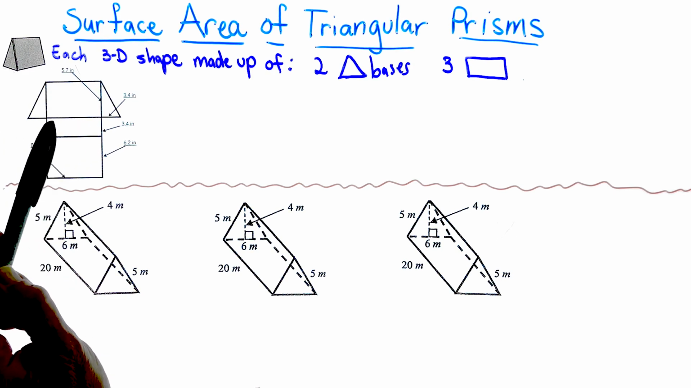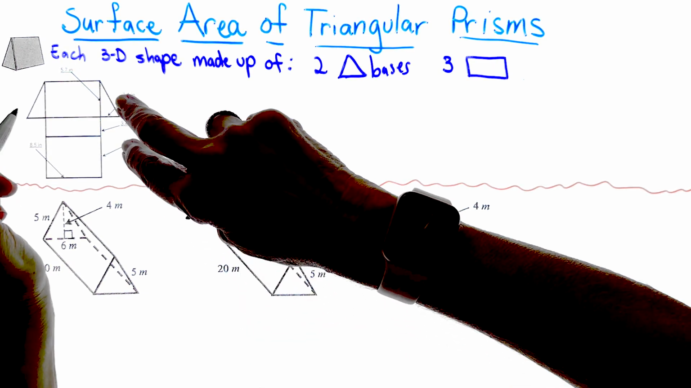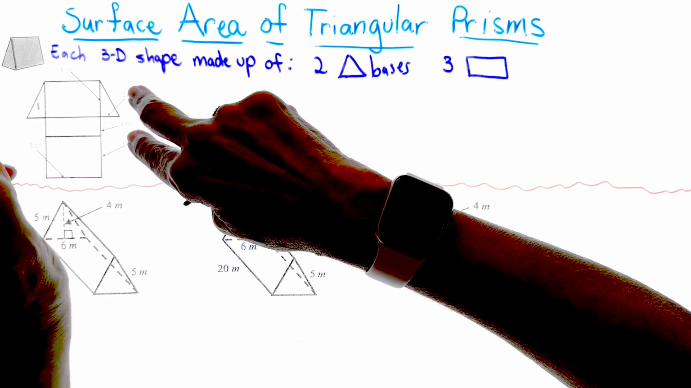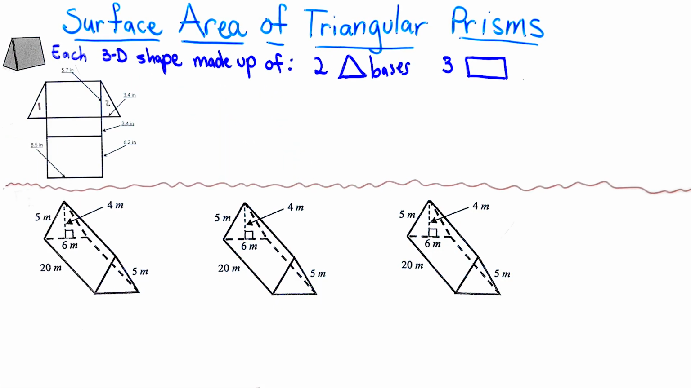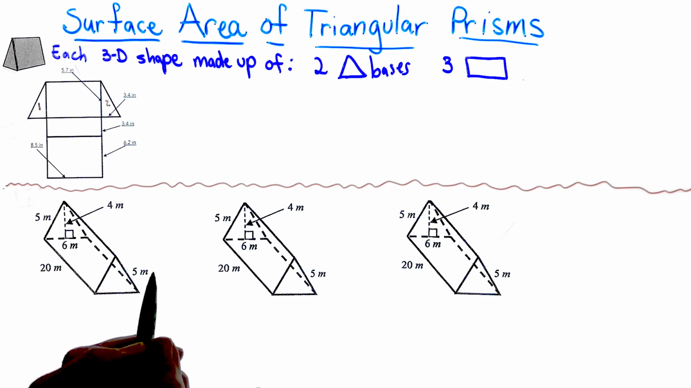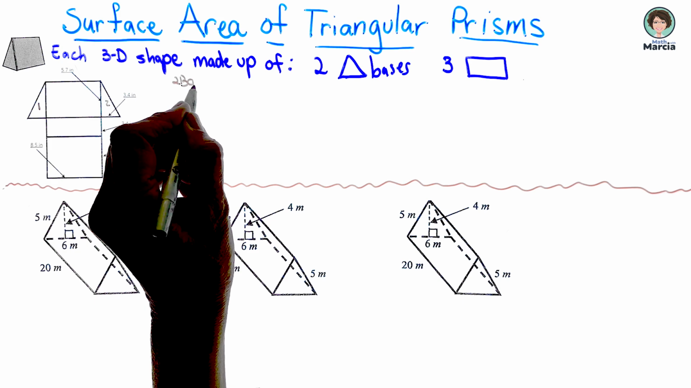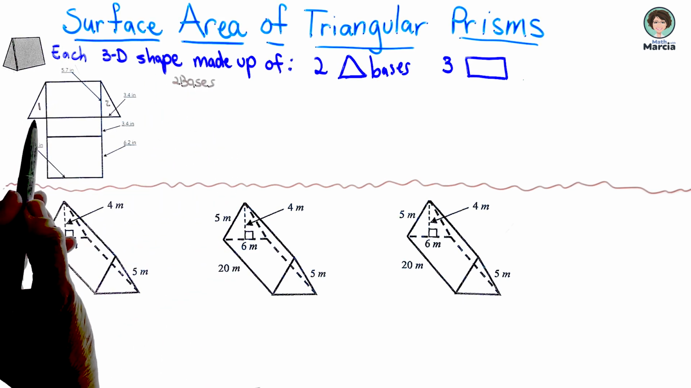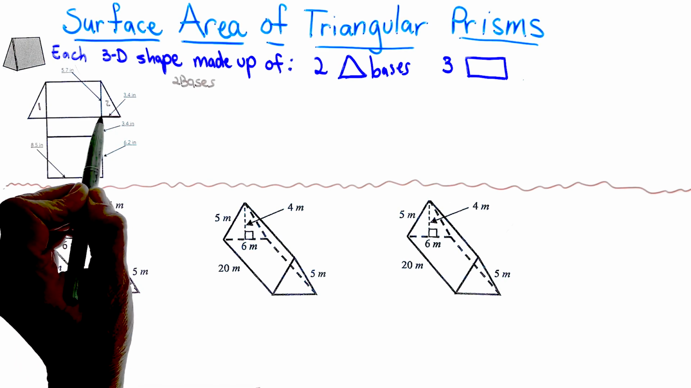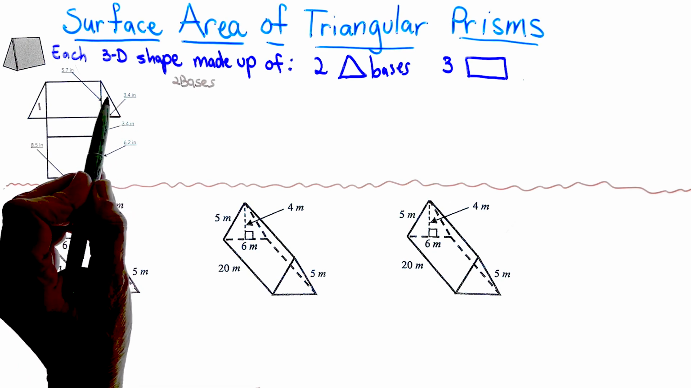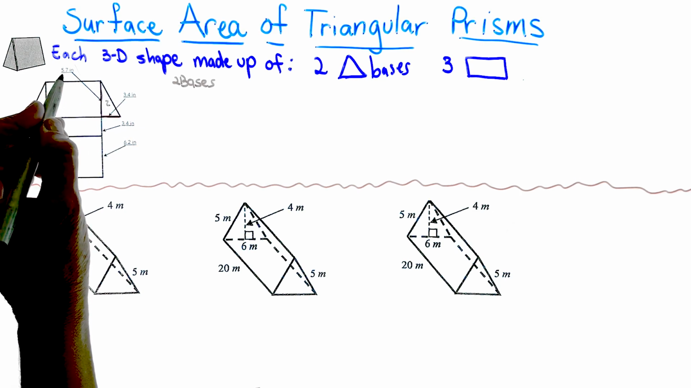Notice when we flatten it out, we see that this is a base, there's one, and here is a second base, and those are made up of our triangles. So for that, I'm just going to write 2 bases, and we know that they're triangles, so I'm looking for the dimensions. Here is my base, it is 3.4, and here is my height, which is 5.7.